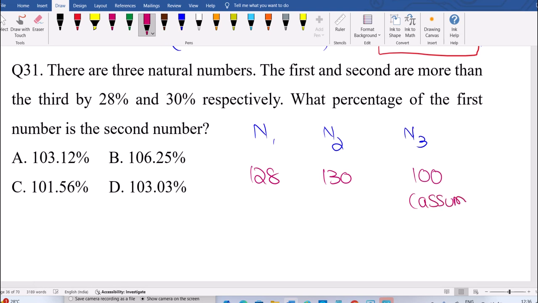Okay, now question. Second number as a percentage of first number actually. That last line they want to put you in confusion. A lot of people are doing N1 by N2, but it's actually N2 by N1. What percentage of the first number is second number? Actually, they have to say second number is what percentage of first number.